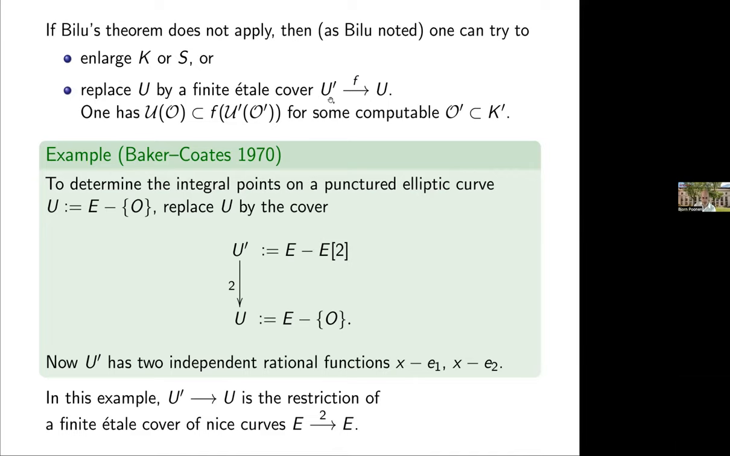But I mean, maybe not an integral point over the same ring of S integers, but over some larger ring of S integers in maybe a larger number field. So that means if you can find all the integral points on this U prime over this bigger ring, then you have an upper bound for the set of integral points on the original U. And so you can just look at those points one by one and figure out which ones are actually integral points on U.